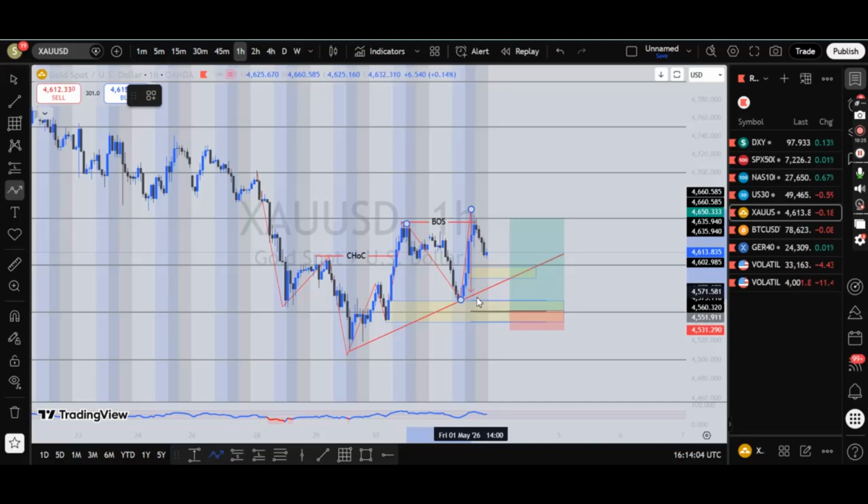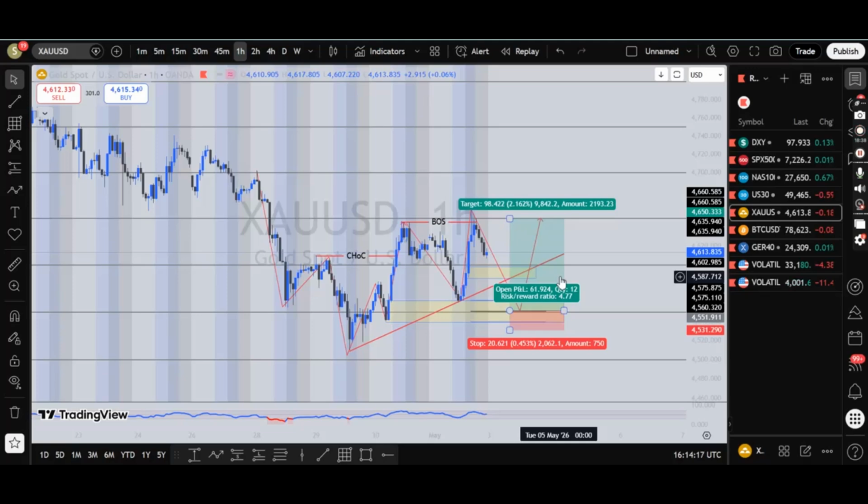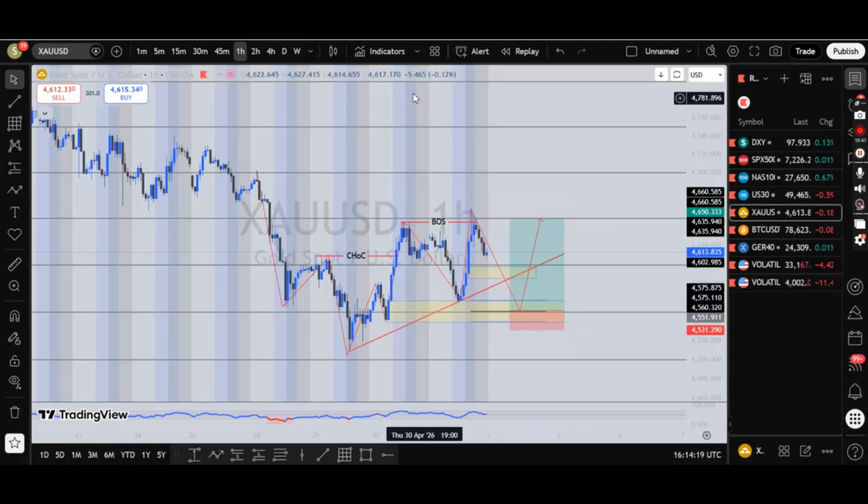Price can basically do what? Break this previous low, come into the zone, and what? Buy. That is what I am basically looking to do. This is a 1 to 4 RR trade. What am I looking for?